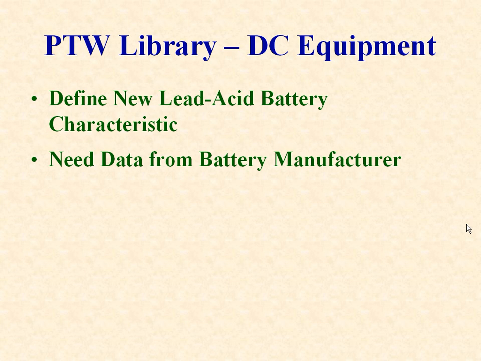For effective DC analysis, it is important to understand the process of adding new battery characteristics to the PTW library. To start with, we need data from the manufacturer. Some manufacturers publish characteristic data on their internet websites, but others only provide the data to customers who purchase a battery. For our demonstration, we'll use typical data from the internet.